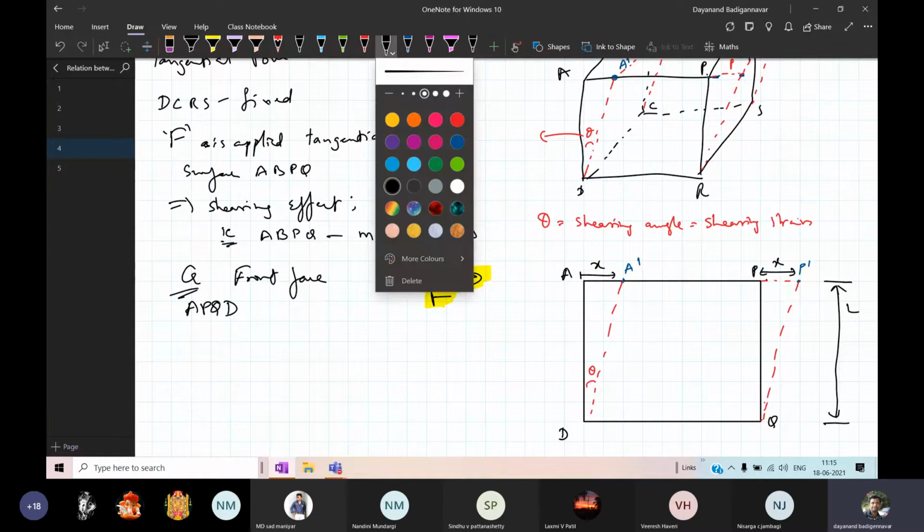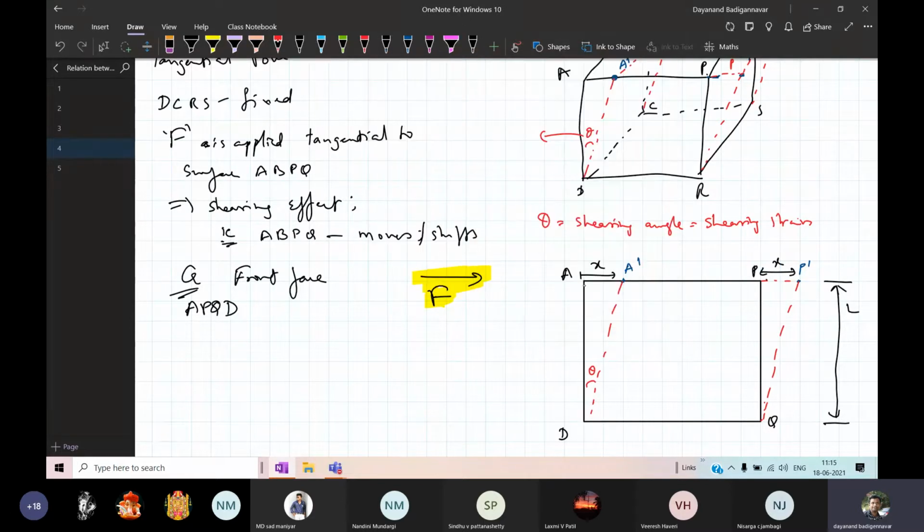Now here I just have to draw the diagonal. So the diagonal is here. This is the diagonal AD. This is the case AQ, and this is the diagonal PD. Okay, so this is the diagonal PD.